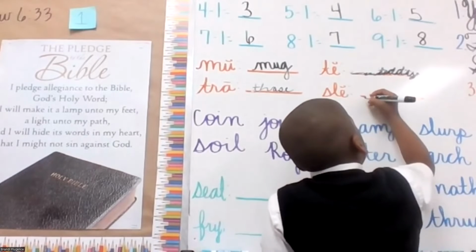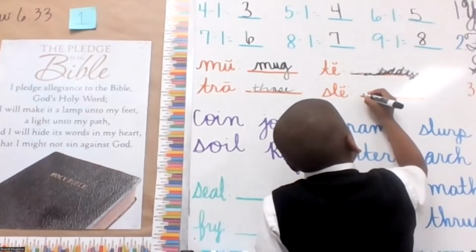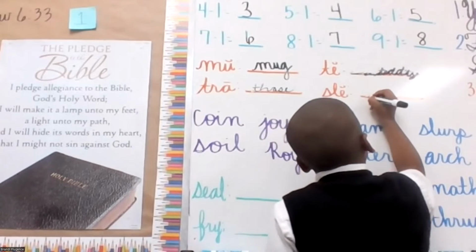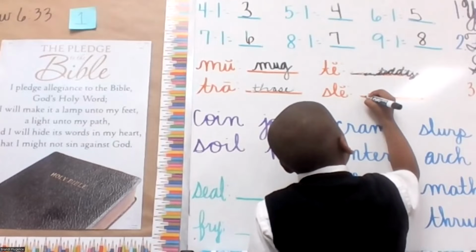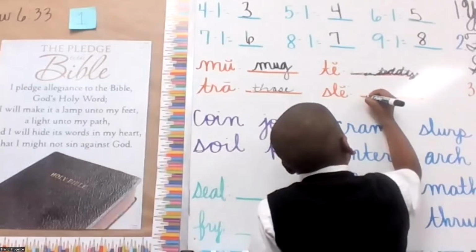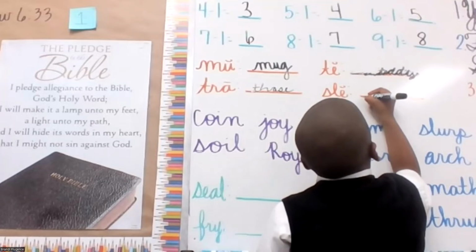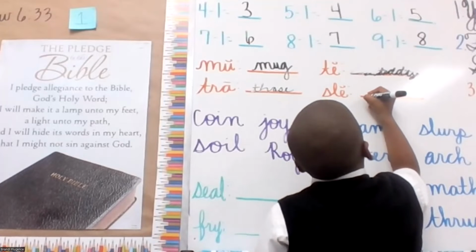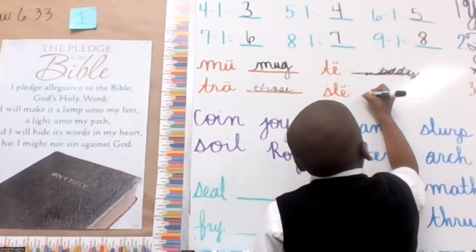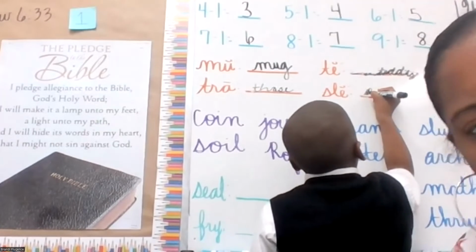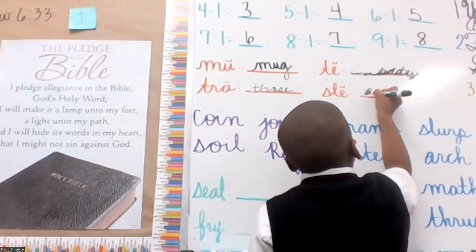Wait, I have to write the tree. I'm on the back. What you said? What you need from him? What is he telling you? Oh no, I didn't. Sled.